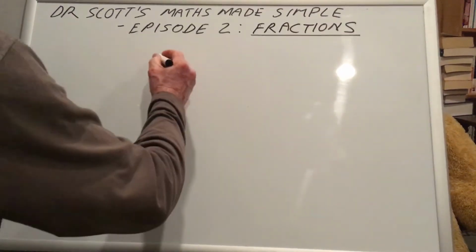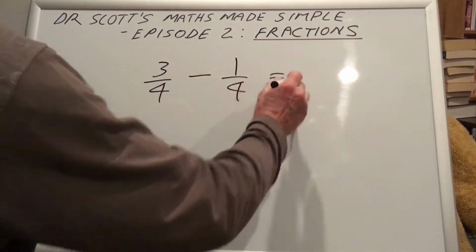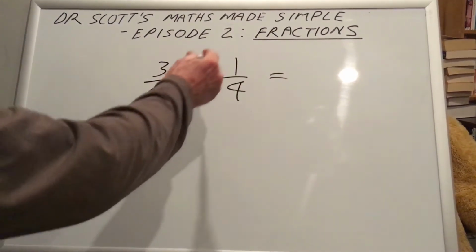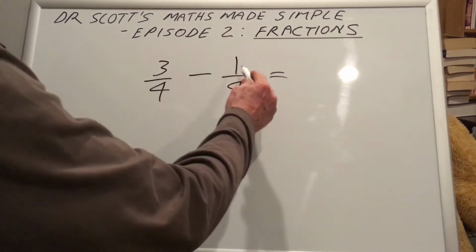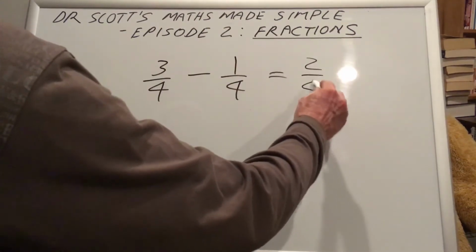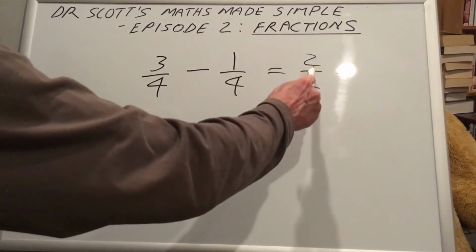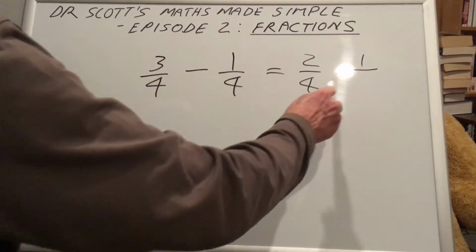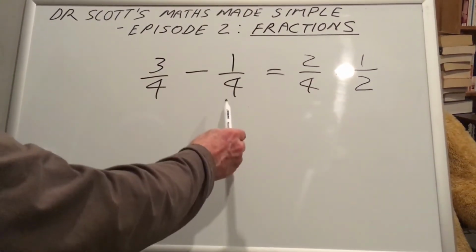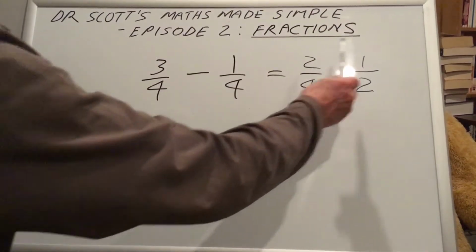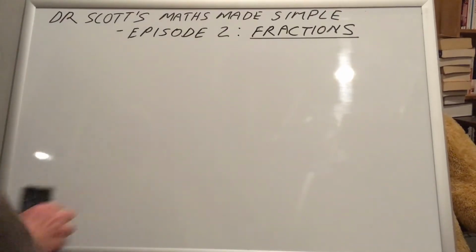If I said 3/4 minus 1/4, what would that equal, do you think? 3/4 minus 1/4, the denominator stays the same. 3 minus 1 is 2, that equals 2/4, which equals, divide top and bottom by 2. 2 into 2 goes 1, 2 into 4 goes 2. So 3/4 minus 1/4 equals 2/4, which equals 1/2. Okay, great. All right, that was easy.